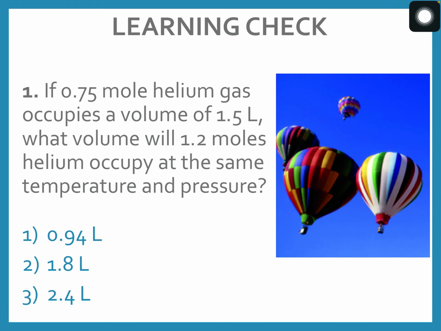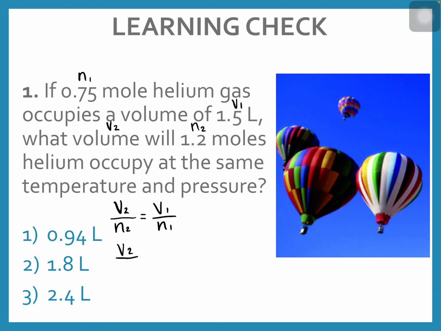Okay, so if I have 0.75 moles of helium gas, and that takes up 1.5 liters of space, then what volume will 1.2 moles of helium occupy if the temperature and pressure are the same? So I'm going to start here. The second or final volume is what I'm looking for. So I'm going to create my equation with V2 as my first variable. So V2 over N2 equals V1 over N1.